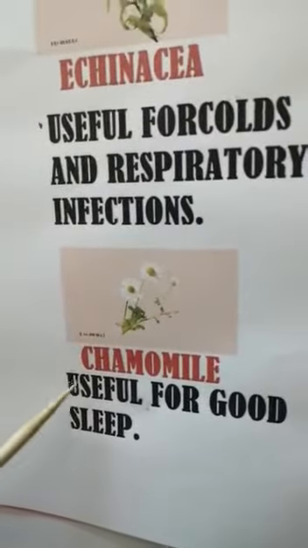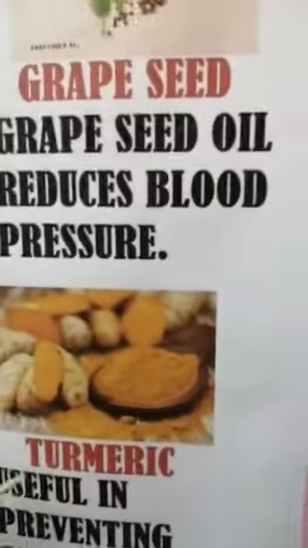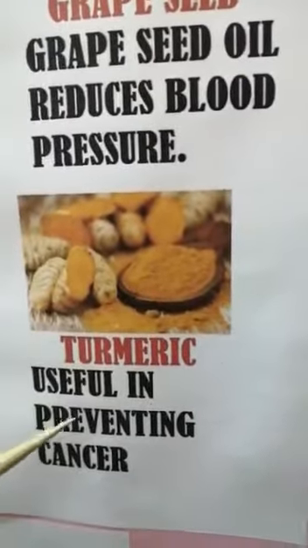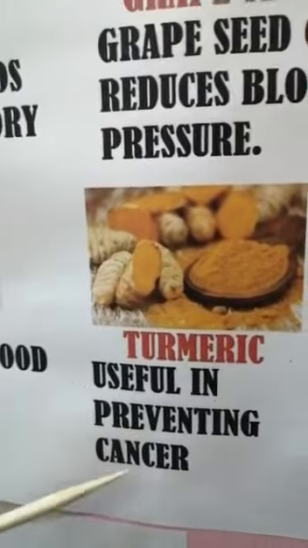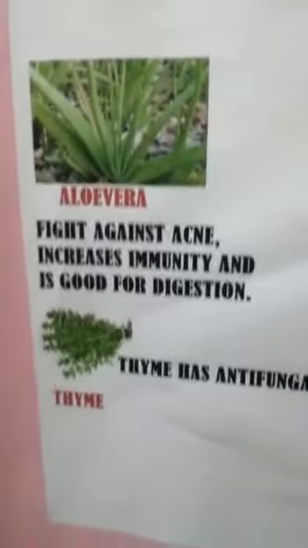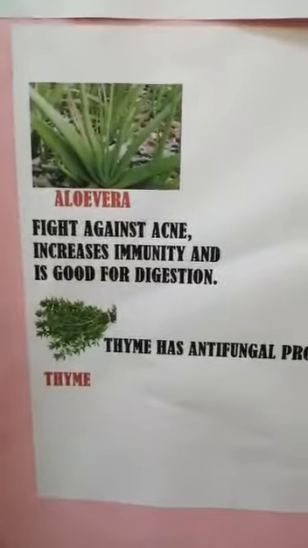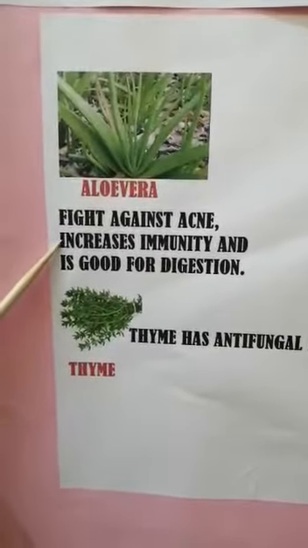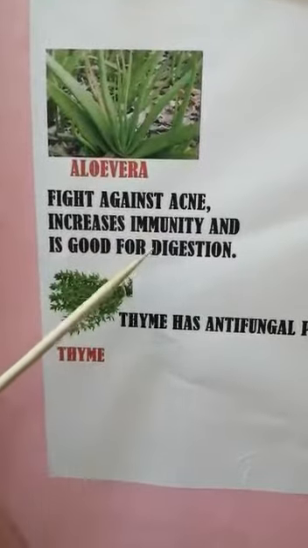Chamomile is useful for good sleep. Turmeric is useful in preventing cancer. Aloe vera fights against acne, increases immunity and is good for digestion.